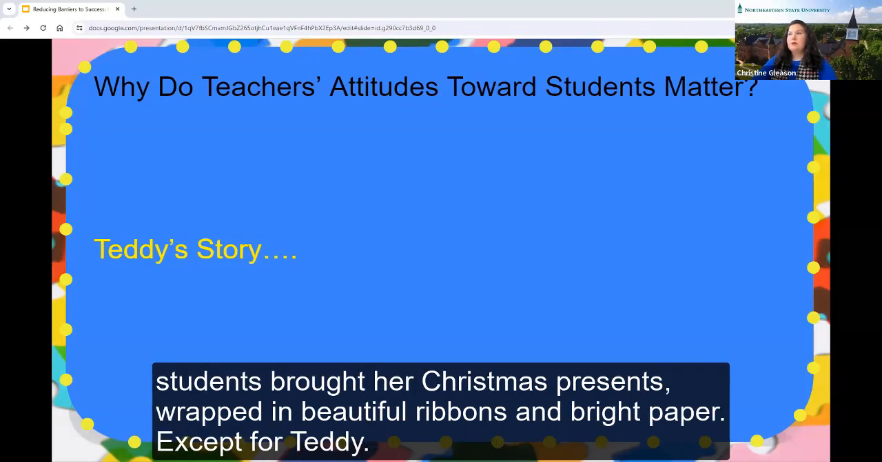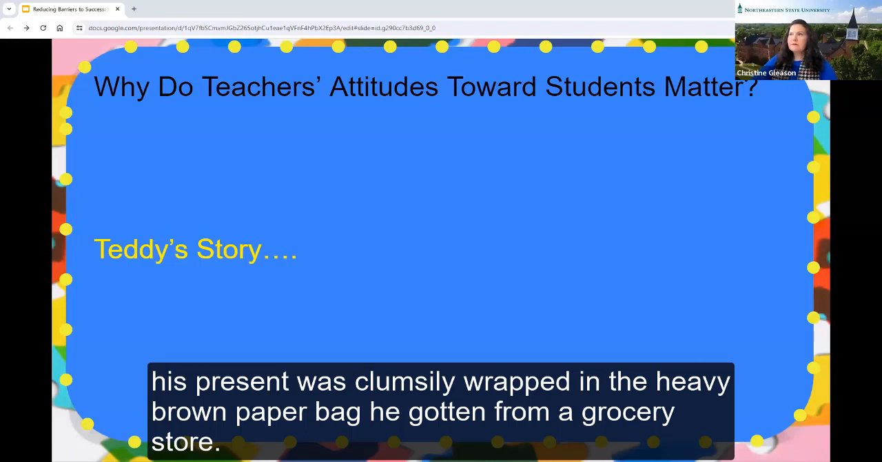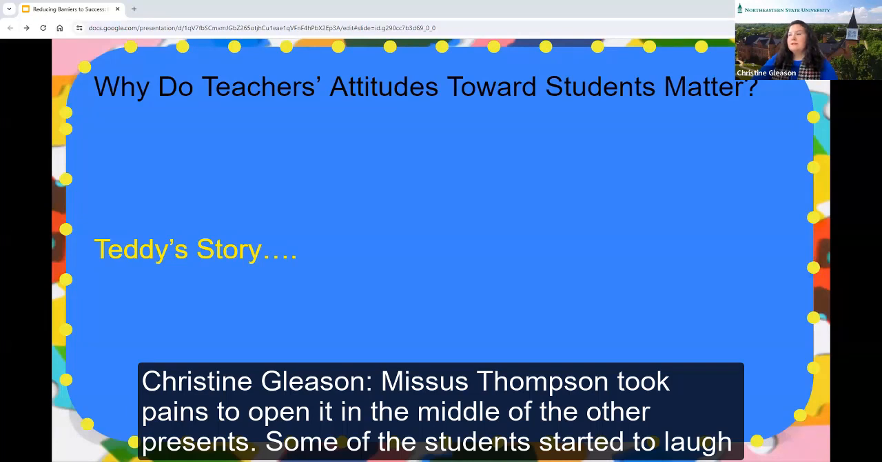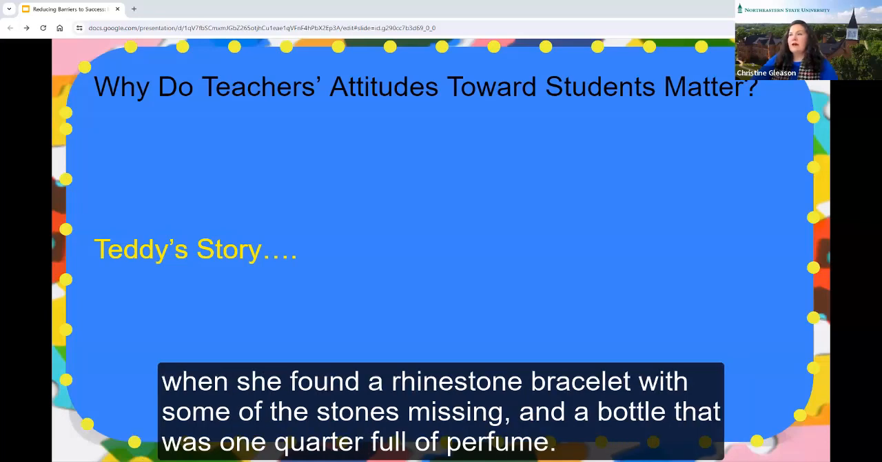She felt even worse when her students brought her Christmas presents wrapped in beautiful ribbons and bright paper, except for Teddy. His present was clumsily wrapped in the heavy brown paper bag he'd gotten from a grocery store. Mrs. Thompson took pains to open it in the middle of the other presents. Some of the students started to laugh when she found a rhinestone bracelet with some of the stones missing and a bottle that was one quarter full of perfume.